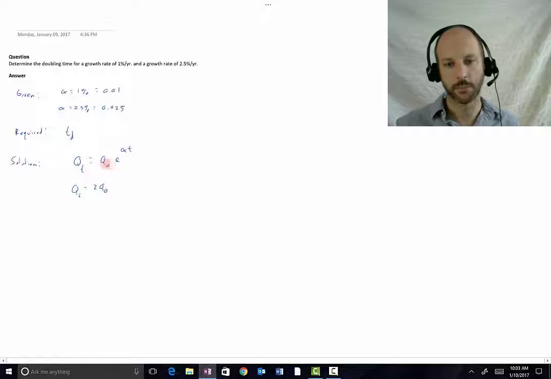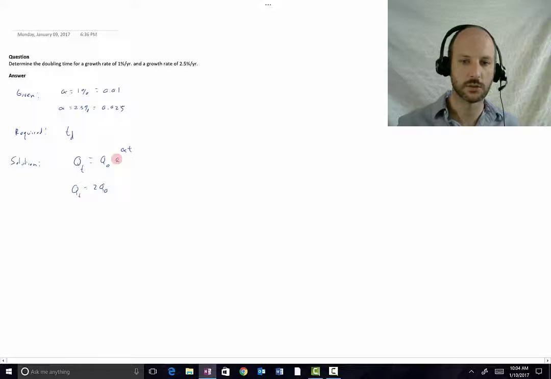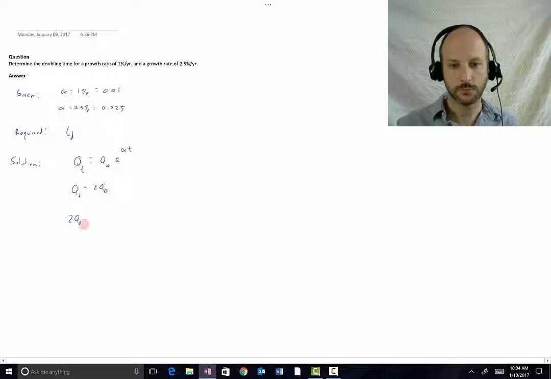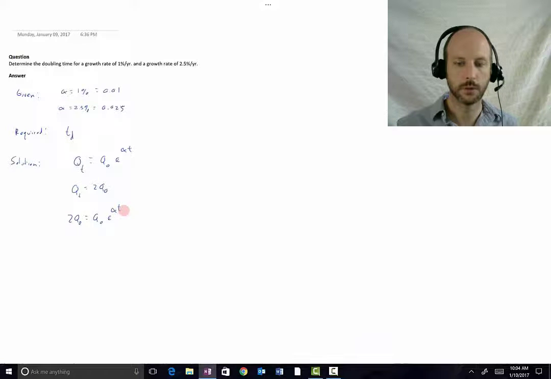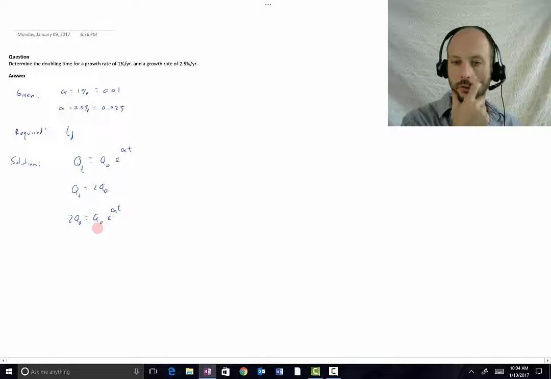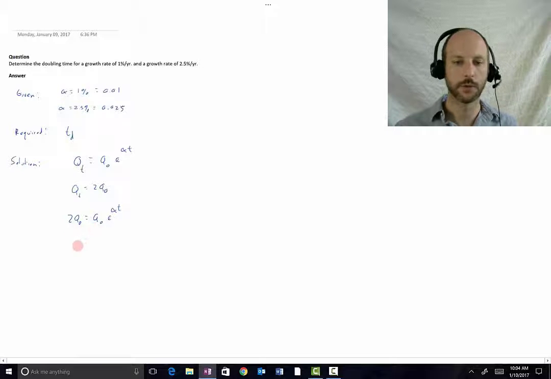So a doubling implies that our Q(t) is twice Q0, and that's what we're going to use to derive the formula for T_D, the doubling time. So we would just say that our final amount is 2Q0, and it's Q0 e to the alpha t. That gives us our doubling amount, and we can solve this here real easily. We divide both sides by Q0. That leaves us 2 equals e to the alpha t.